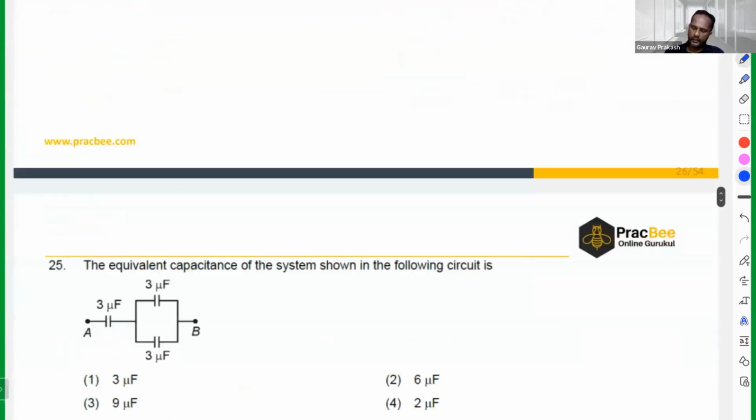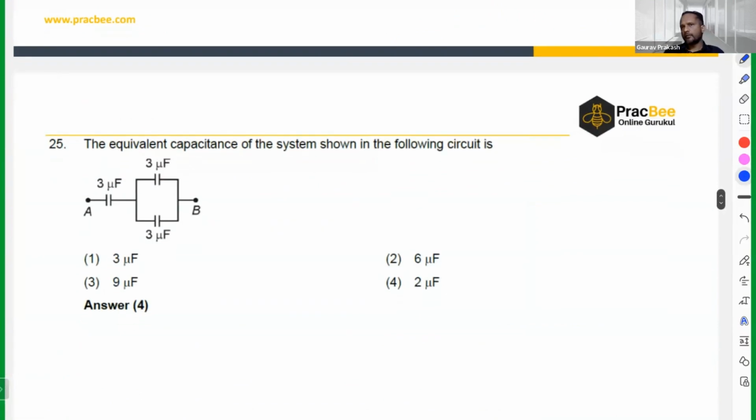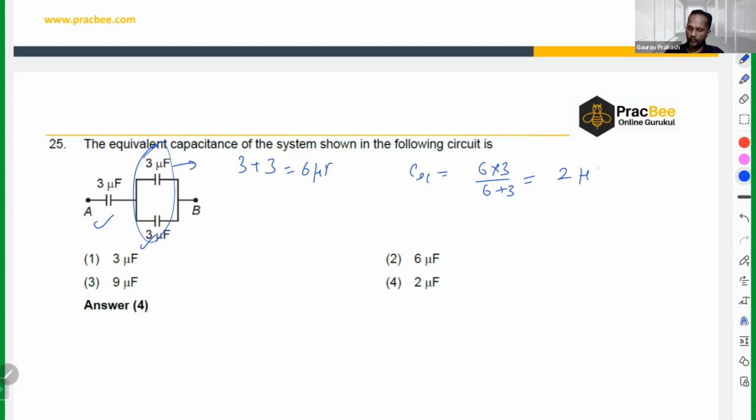without wasting any time. The equivalent capacitance of the system shown in the circuit is, so these two are in parallel. So in parallel, it's like 3 plus 3. So we get 6 microfarad, and these two are in series. So equivalent capacitance will be 6 into 3 upon 6 plus 3, 18 by 9, so 2 microfarad. Fourth is the correct answer.